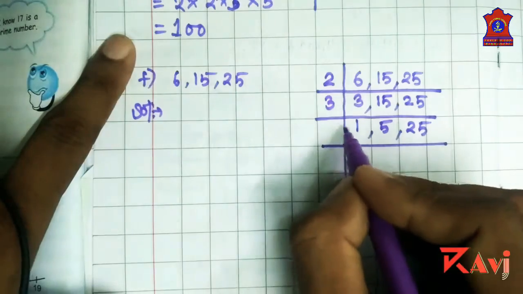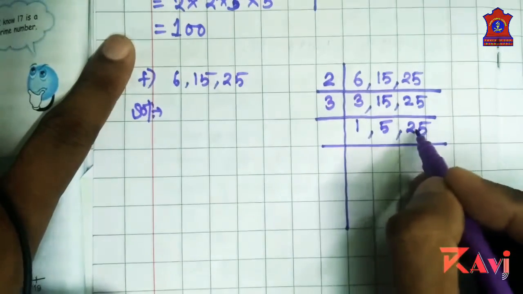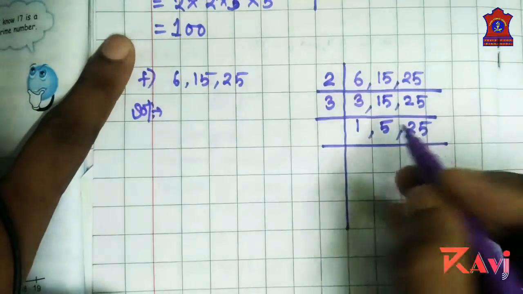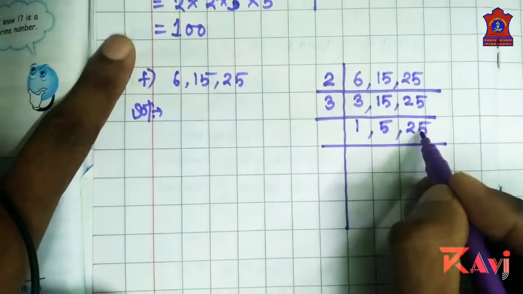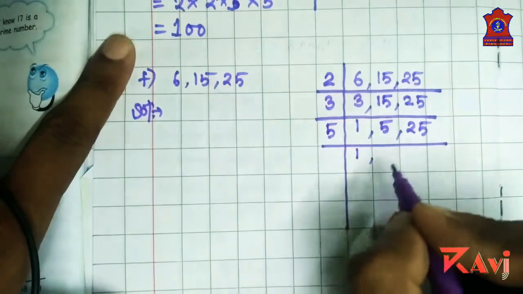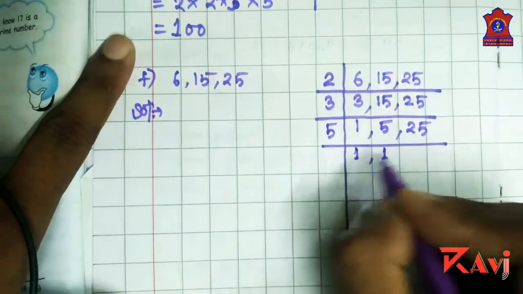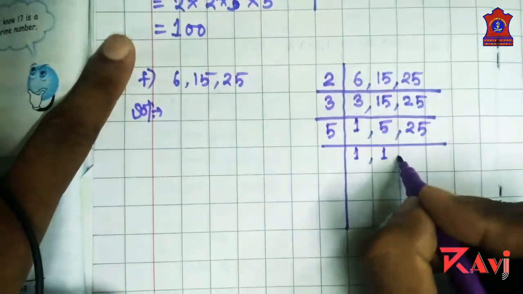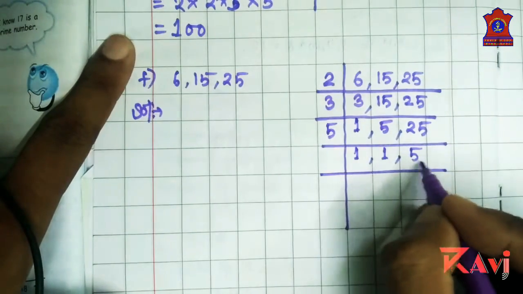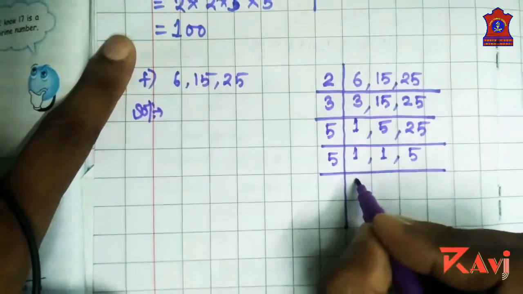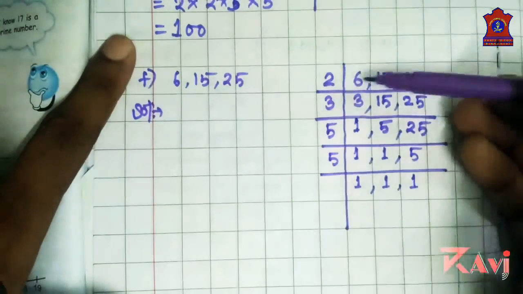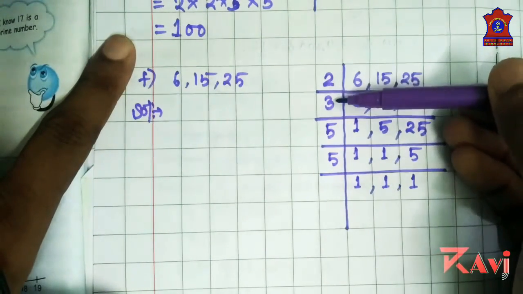Now, next check all the numbers. 1, 5, 25 are not divisible by 3. So take the next number, which is 4. It is not divisible by 4. So take 5. Yes, it is divisible by 5. 1 will remain 1 only. 5 ones are 5. Clear? 5 fives are 25. Now, again 1, 5 and 5. 5 is divisible by 5. So take again 5. 1 will remain 1. 5 ones are 5. Clear? So we have got the prime factors here: 2, 3, 5 and 5.